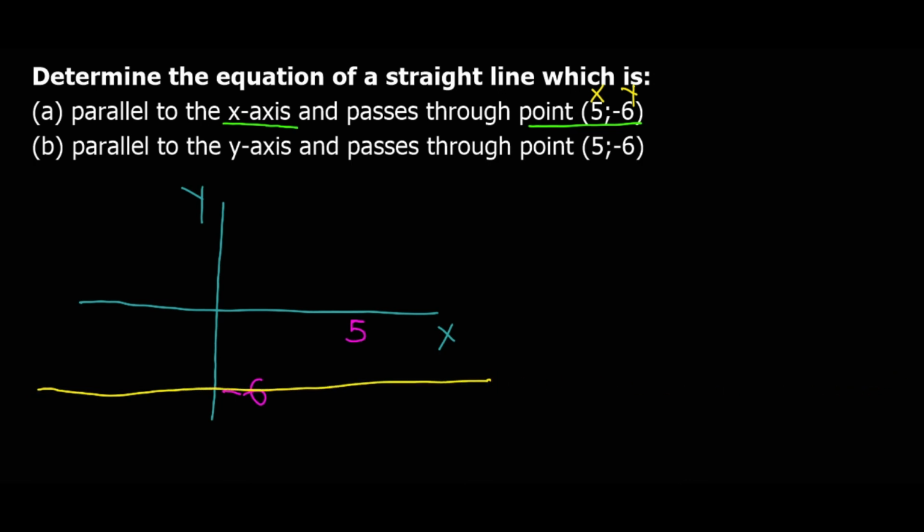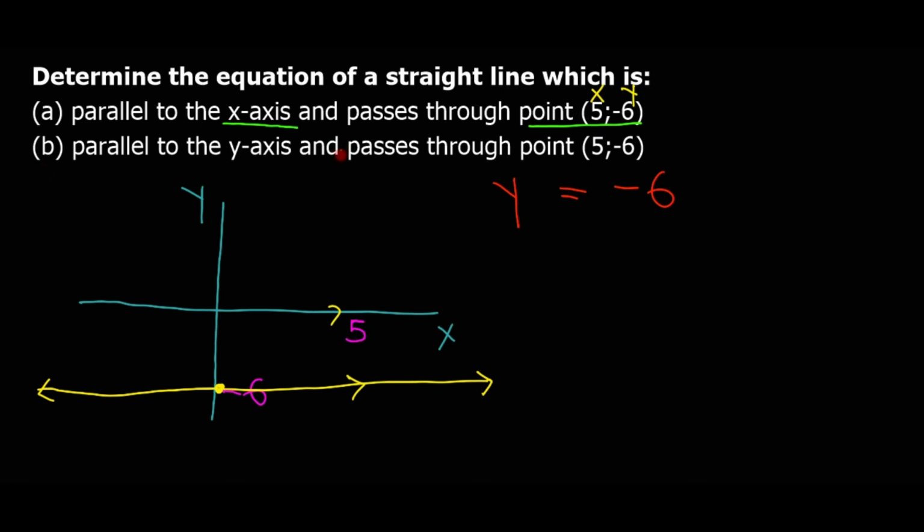So that equation which is parallel to the x-axis, I will simply say y is equal to -6. The reason it is y is because it cuts my y-axis. So based on this question, it passes through 5 and -6. So for this question, y is equal to -6, because it goes through this -6, and it is parallel to the x-axis. And then what about part B?